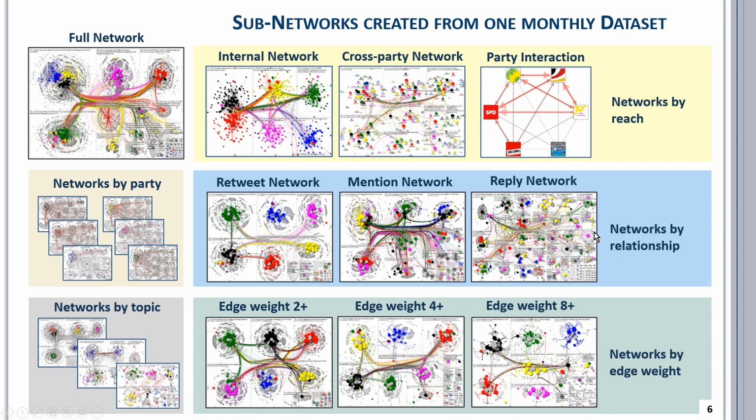A different look at the data are networks by relationship, so we can look at only retweets, mentions or replies, and you see there are also different structures here. Especially the retweet network will show very distinct and dominant groups by each party. And when looking at these networks by edge weight, which means we raise the connection strength a little, this network also becomes very clear with dominant party clusters. In the following, I will focus only on these maps here at the top.